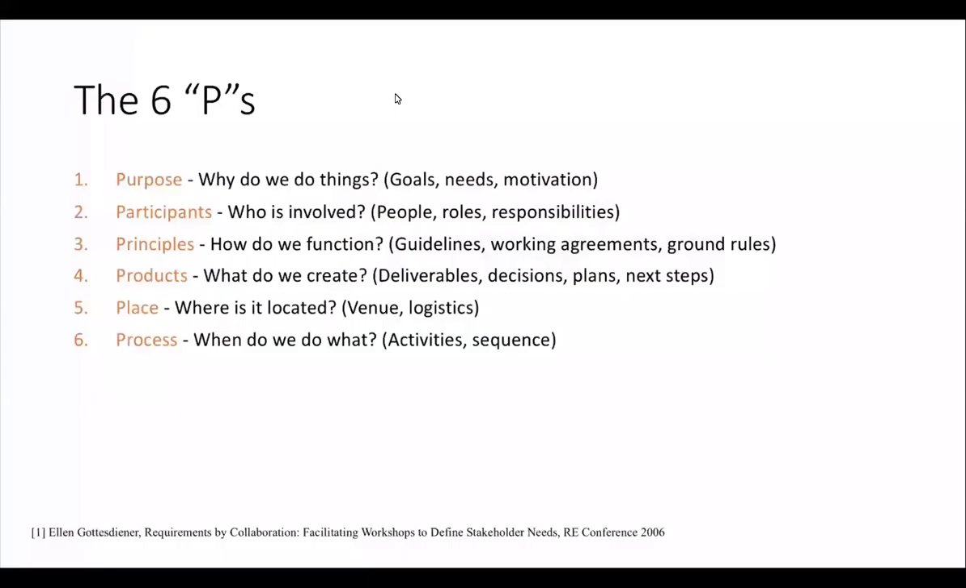There are 6 P's that always align with a JAD session. The first one is the purpose. Why do we do things? That means we need to identify goals, needs, and motivation. You need to identify participants. Who is involved? People, roles, responsibilities.